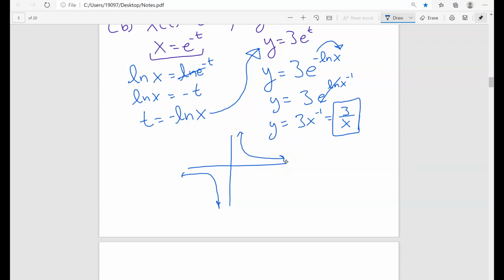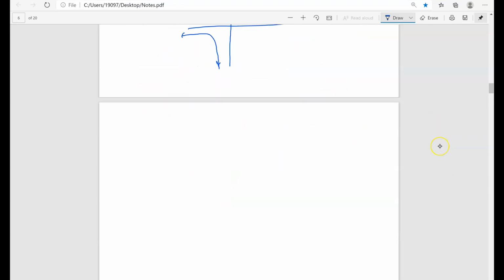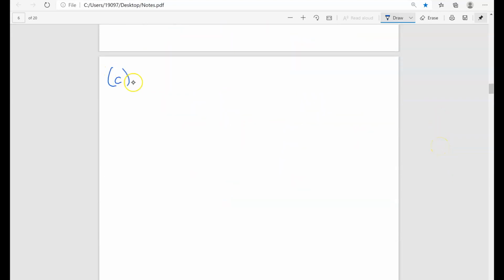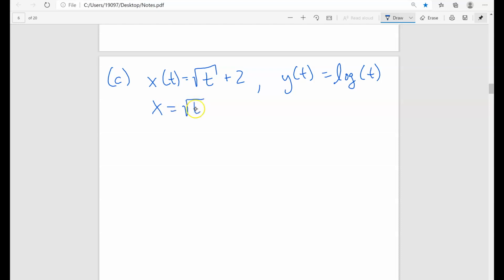Okay, all right, let's do one more. So let's say we had x of t is equal to the square root of t plus 2, and then y of t is equal to the log of t. So you can solve for whichever you want. Actually, it doesn't really matter which one you solve for. I'm going to solve for x. So for this one, and then you have y is equal to log of t. I'm just going to use this one.